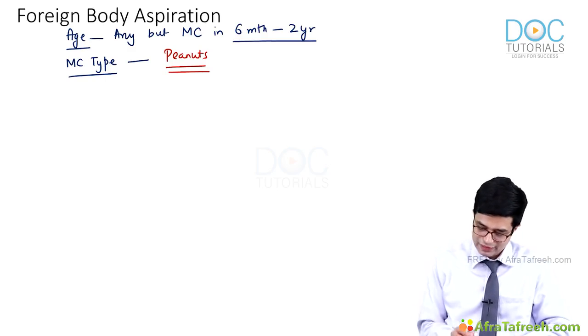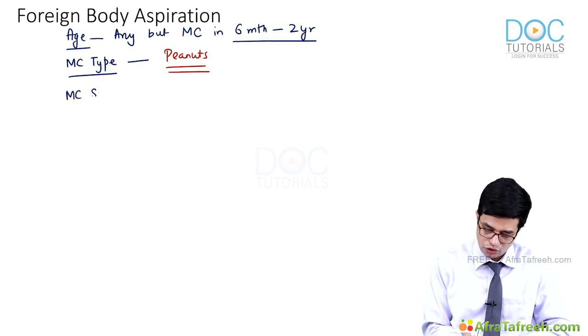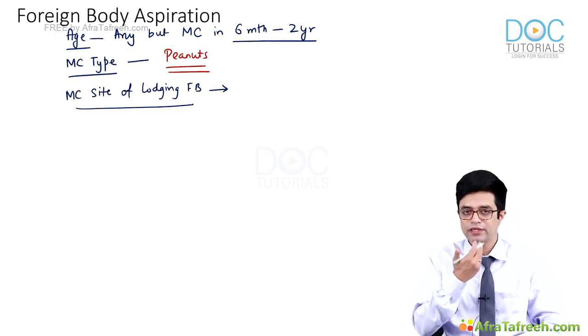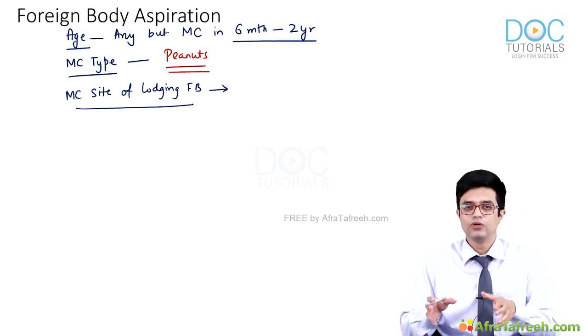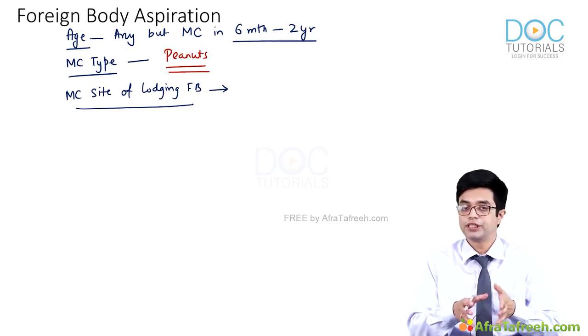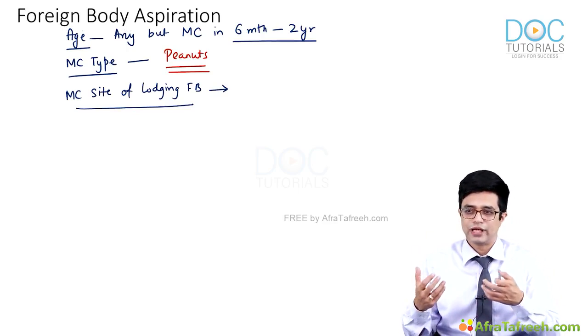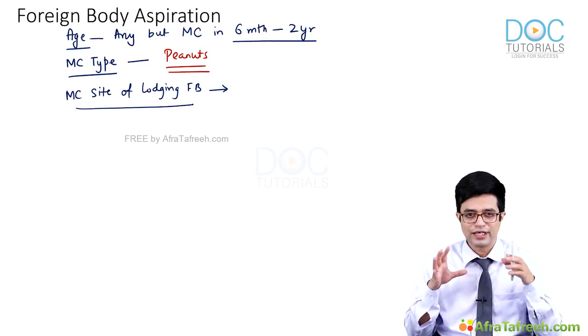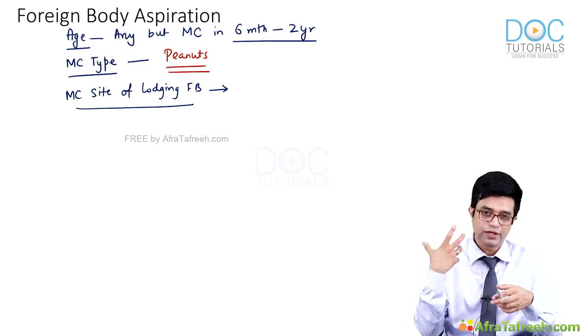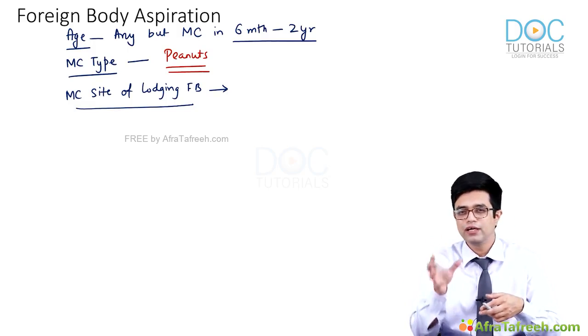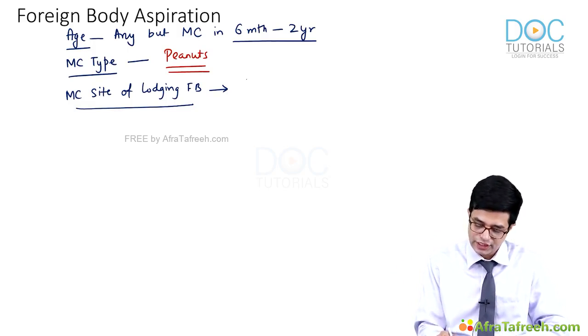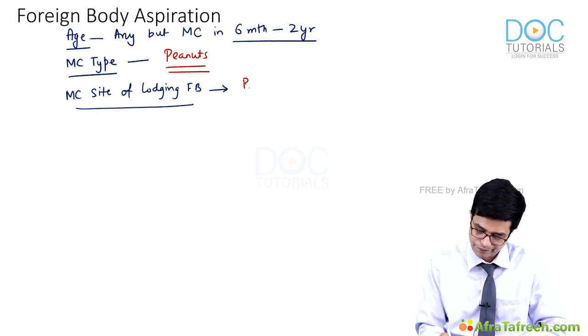What is the most common site of lodging of the foreign body? Where does it go and lie? It can lie in the upper airway, it can lie in the lower airway. Lower airway lodging is more common than upper airway because upper airway obstruction will cause choking in the child. Any child presenting to you, the child had time to present, so it would have lodged in the lower airway. In the lower airway, it will go into the right bronchus.